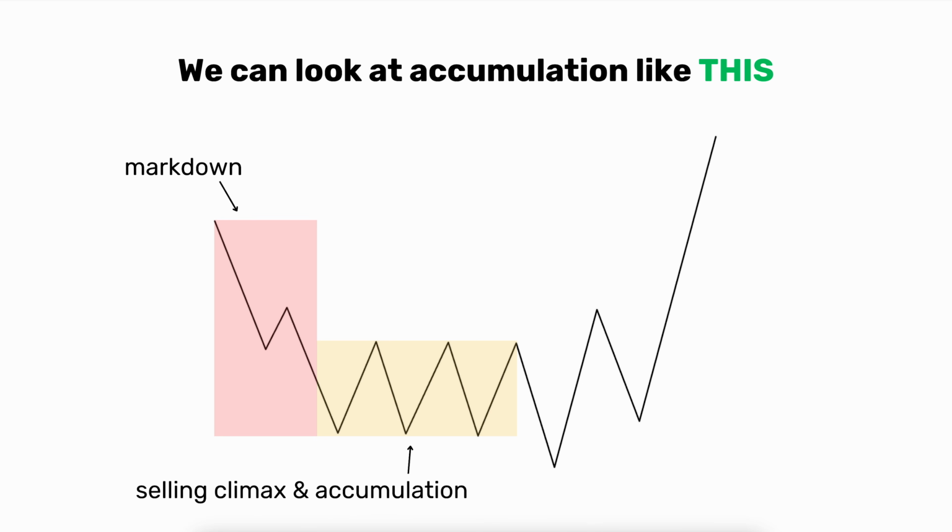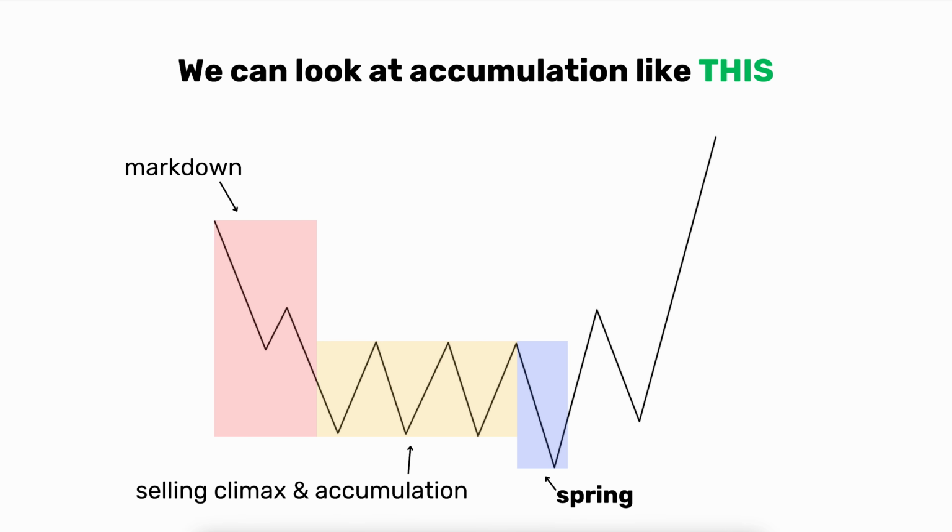So we don't have confirmation of strength just yet, but we are seeing that sellers are now failing to push the market lower, and they're actually in a battle and pretty even with the buyers. Now the next element, a very important one, is the spring. The spring is a final attempt to go lower from the sellers. It's a push down which takes out the low of the selling climax and accumulation range.